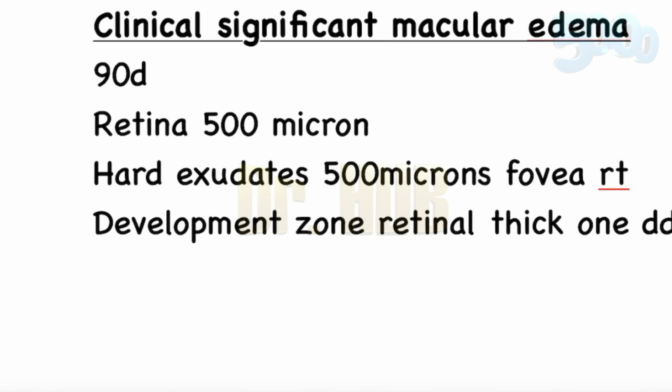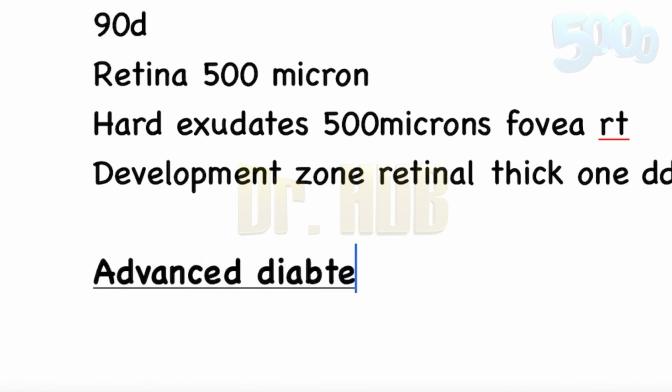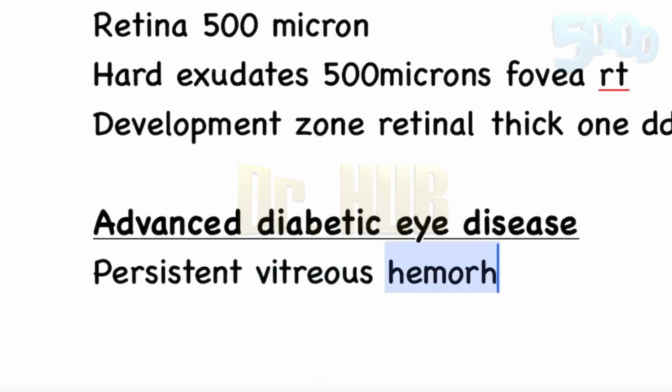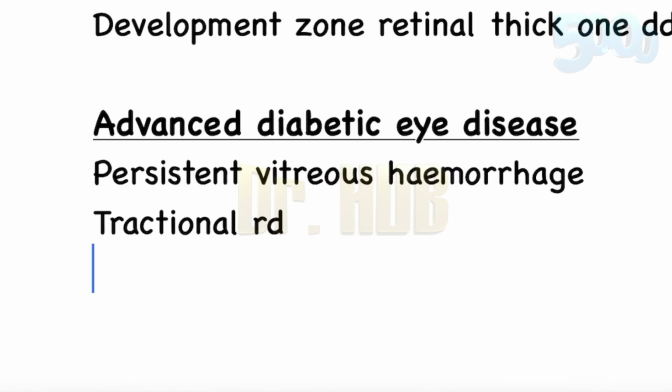Next, in case of advanced diabetic eye disease, what are the findings we are seeing? There is a persistent vitreous hemorrhage. Next will be the tractional retinal detachment. Then comes the neovascular glaucoma.